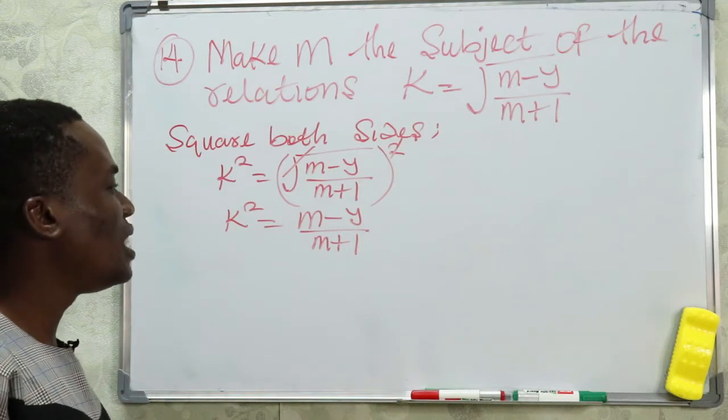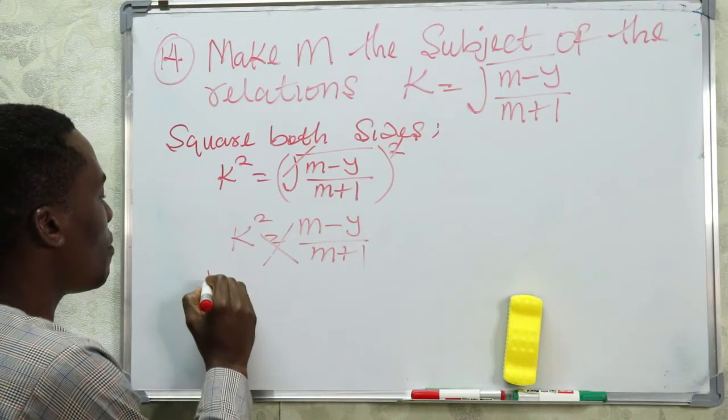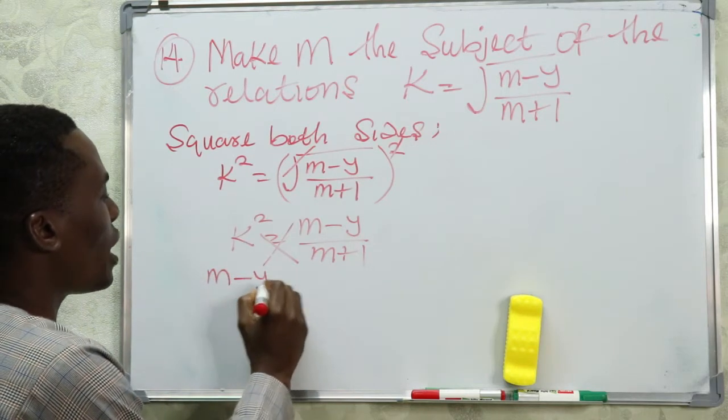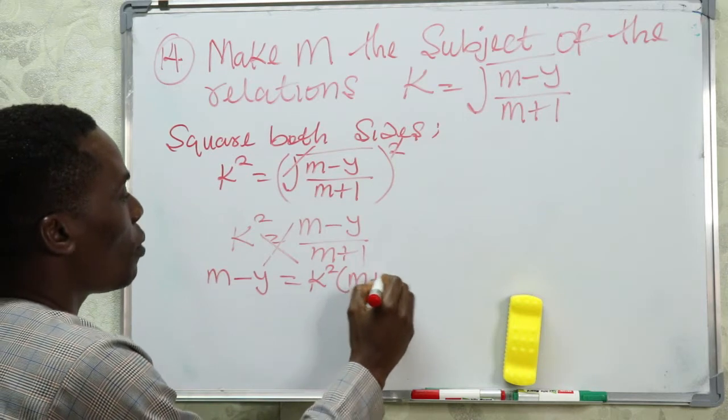Now the next thing we need to do is to cross multiply. So we'll have m minus y equal to k squared multiplied by m plus 1.